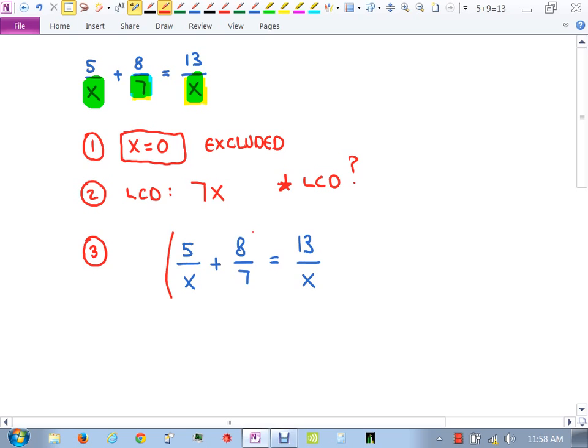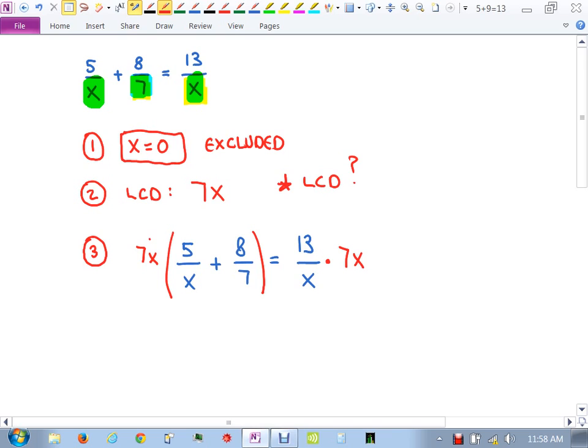The left side has two terms, doesn't it? So I'm putting in parentheses, and I'm putting a 7x out in front. On the right side, it's only one term, so I'm just going to put a 7x next to it like that. Is that okay with you to do it like that? Does that kind of make sense that way? What you do to one side, you have to do the other.